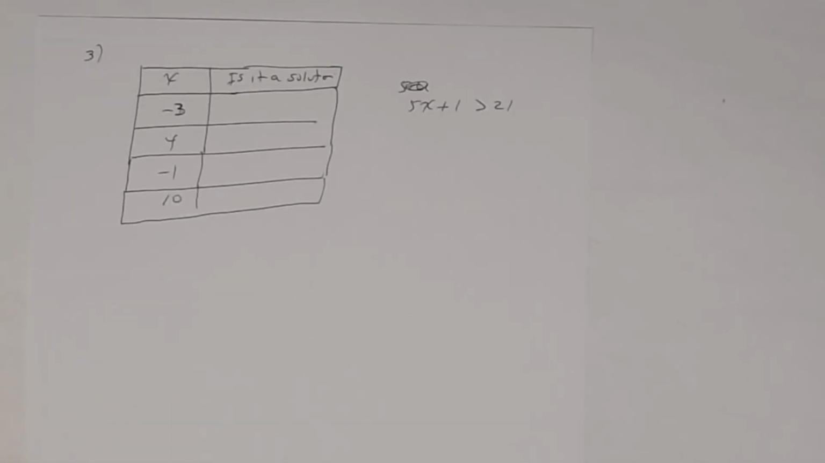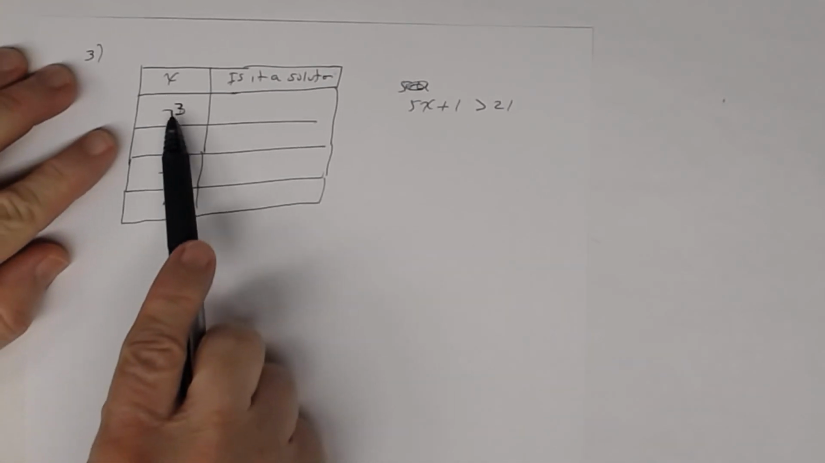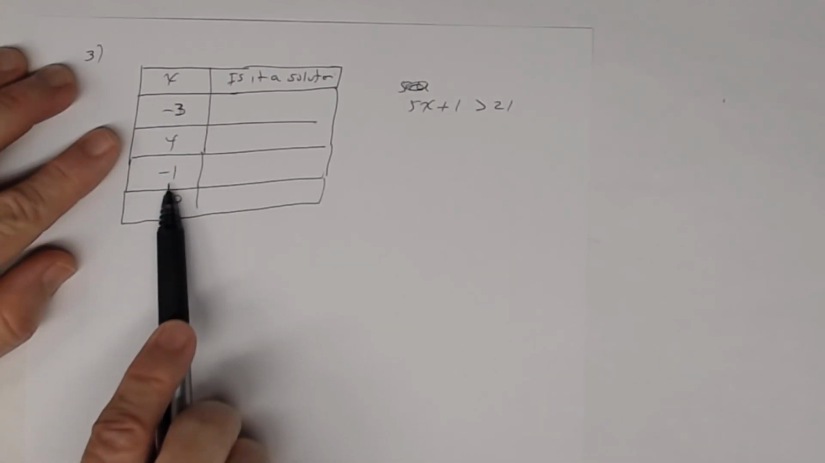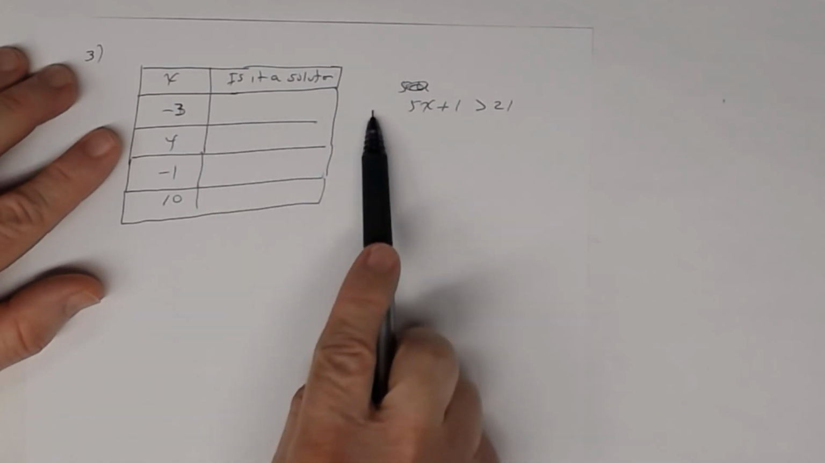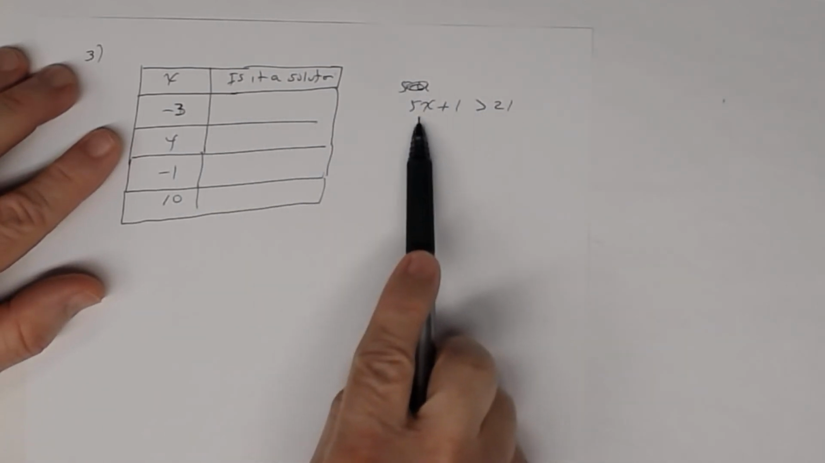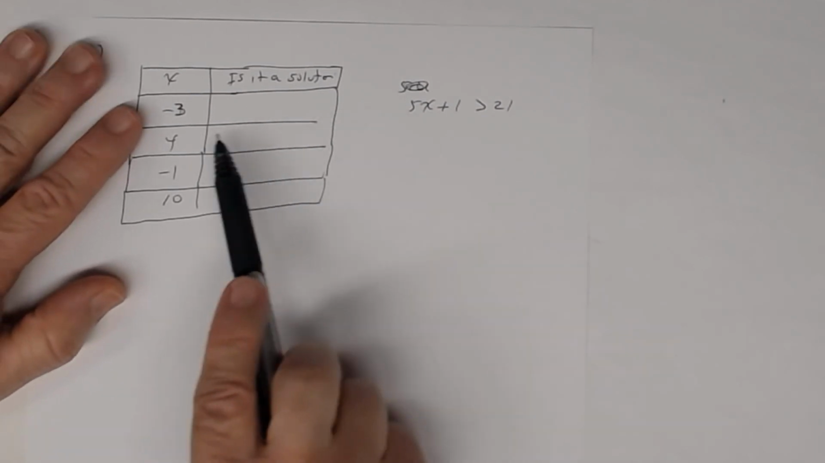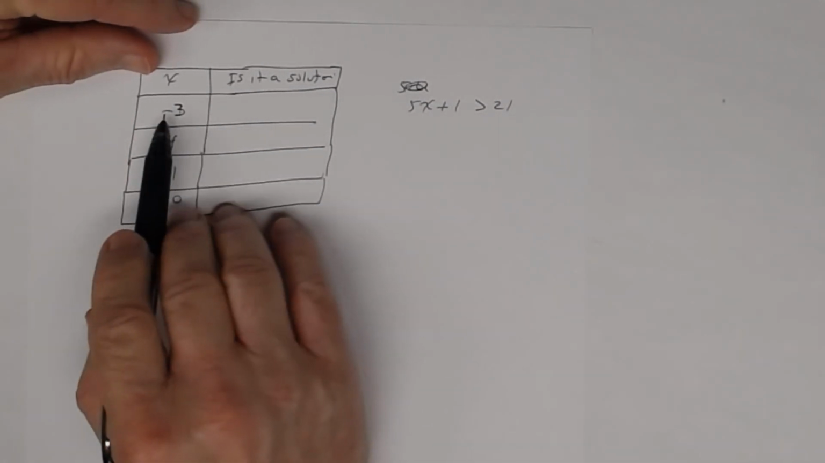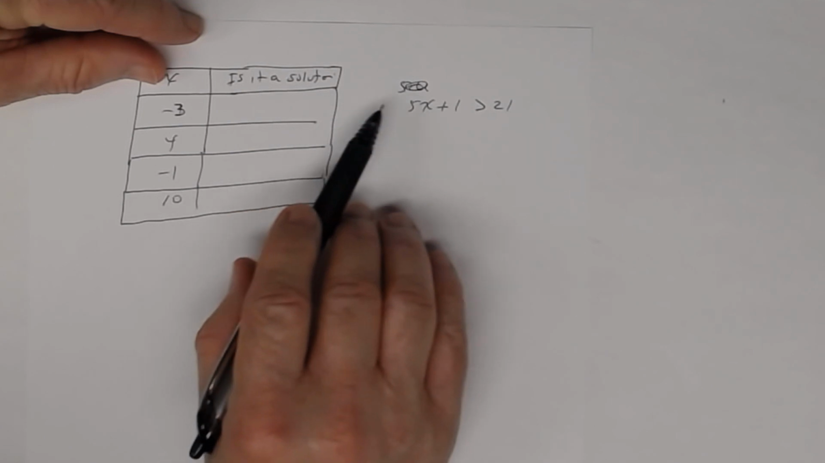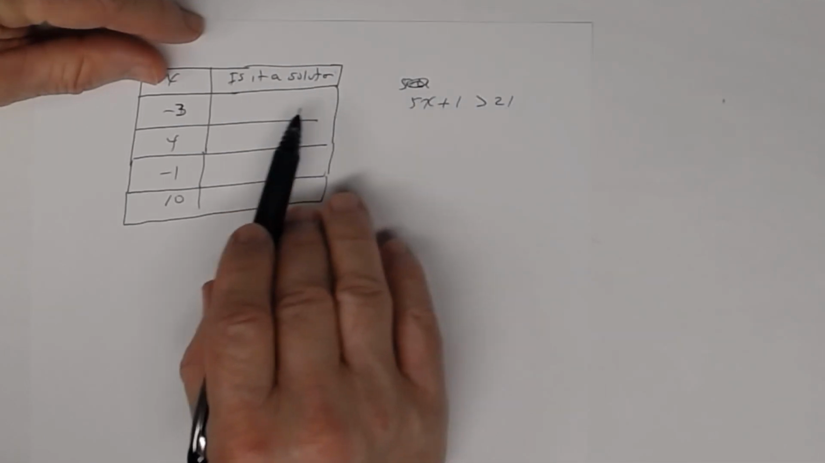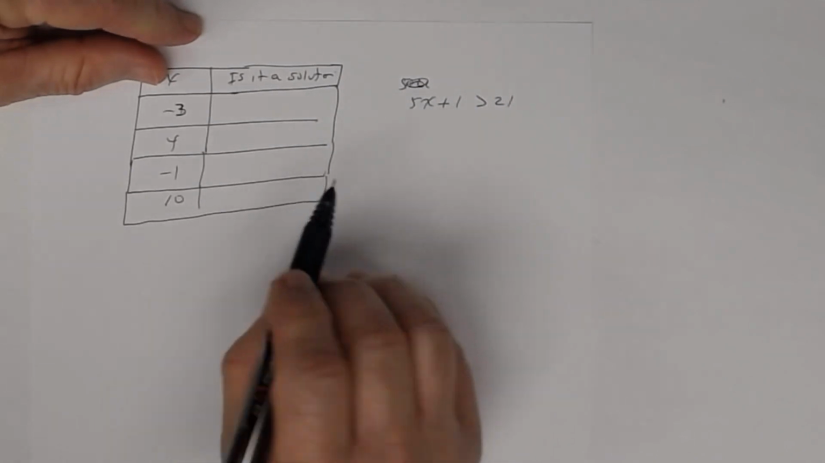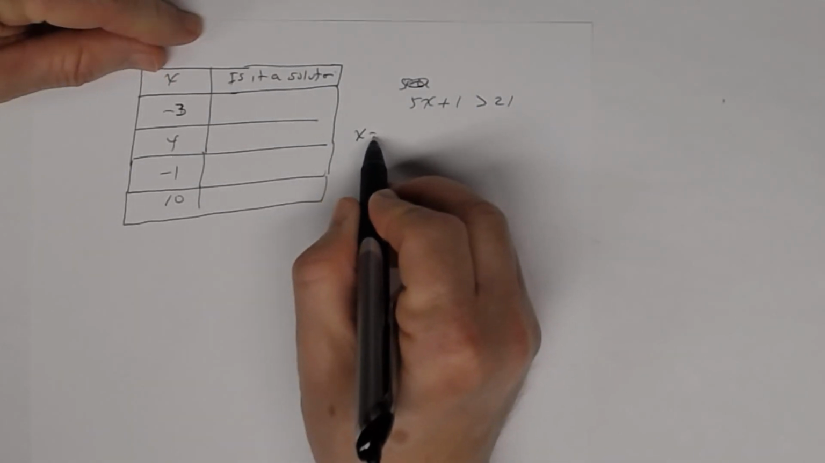All right, let's check this one. So we have 4 values of x. I want to check and see whether or not each one is a solution to this inequality. So let's check the first one. Remember, in order for -3 to be a solution, this inequality has to be a true statement when I substitute -3 in for x. So x = -3.